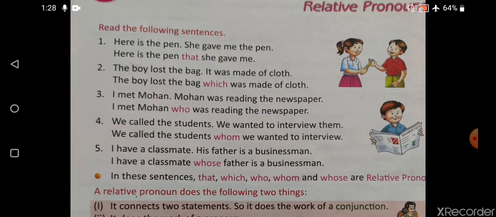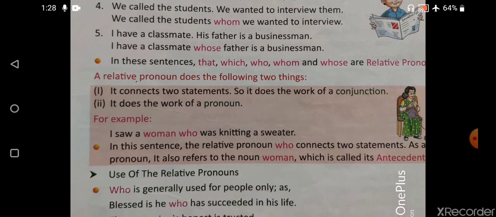I met Mohan, Mohan was reading the newspaper. I met Mohan who was reading the newspaper. So these are the words that, which, who, whom, whose. Look out for these words. These are pronouns and these are acting like a conjunction. So these are relative pronouns.